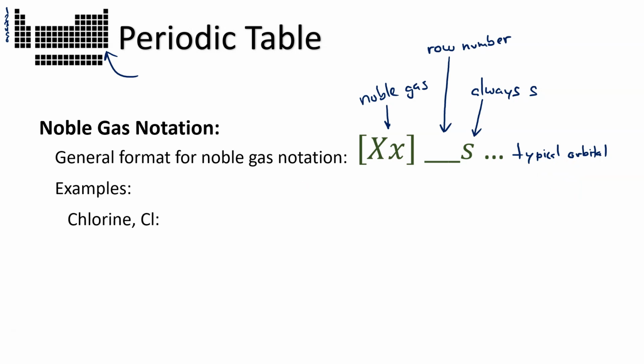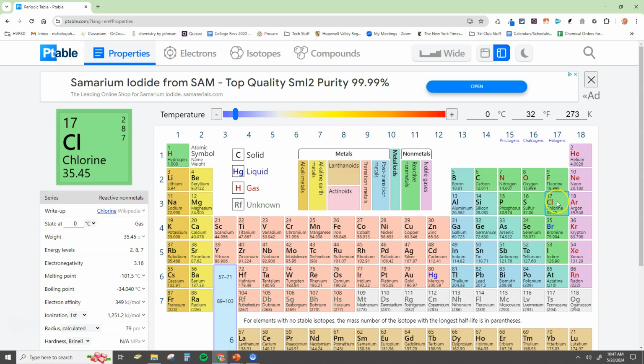Let's go through some examples so you can see exactly how this works, starting with chlorine. So here's chlorine on the periodic table. It's got 17 total electrons, and I'm also going to point out that chlorine is in the third row. That's going to matter for how we do this. Chlorine is in the third row with 17 total electrons.